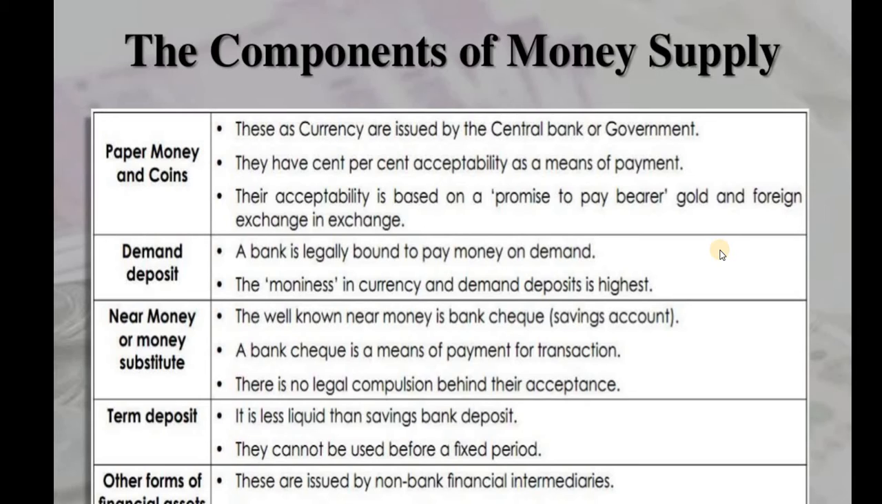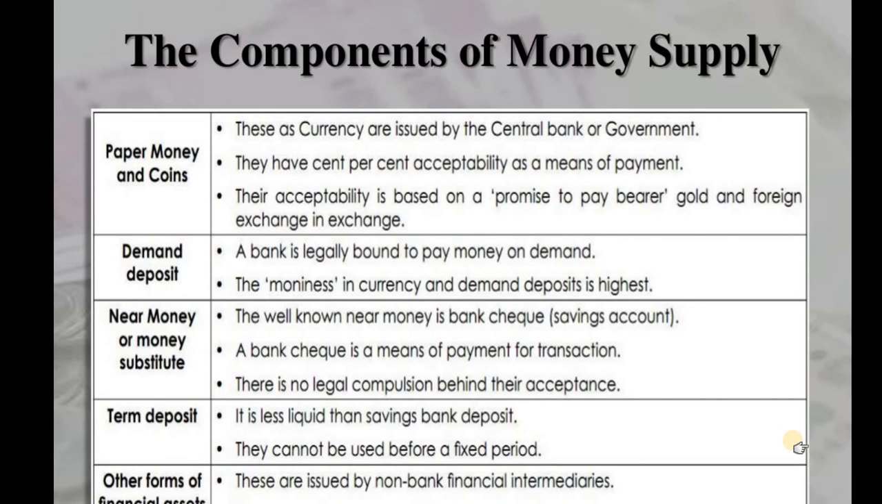Then another thing is demand deposit. We know bank deposits; for a deposit we will get some interest. A bank is legally bound to pay money on demand. For a demand deposit, you can deposit money and on your demand the bank will pay that money. Then another thing is near money or money substitutes like checks and legal compulsion. Bank checks, we are using checks and so on, that one is the near money. Then term deposit is less liquid savings. Bank deposits cannot be used before a fixed period.